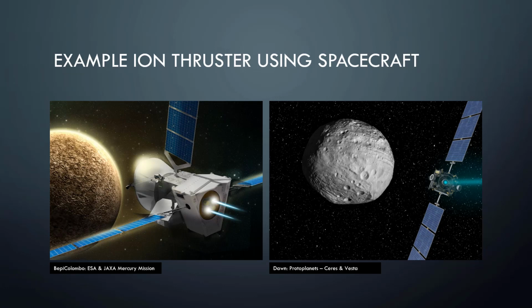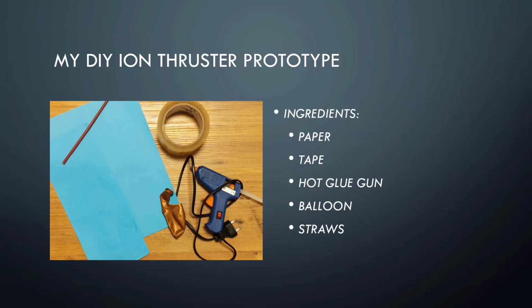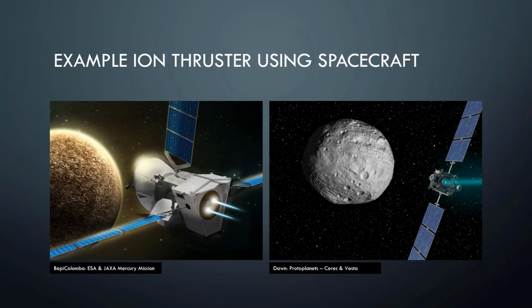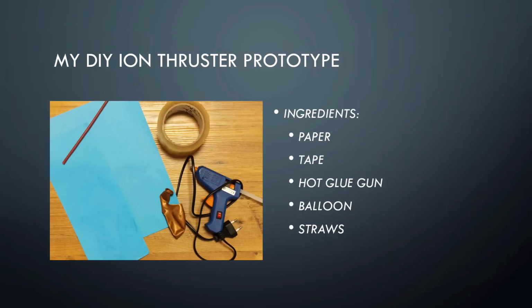Okay, there are some examples of ion thruster uses. There have already been a couple of ion thrusters used in space, for example the BepiColombo and Dawn missions. BepiColombo was sent to Mercury, and Dawn was sent to protoplanets like Ceres and Vesta. They are very long distance spacecraft.